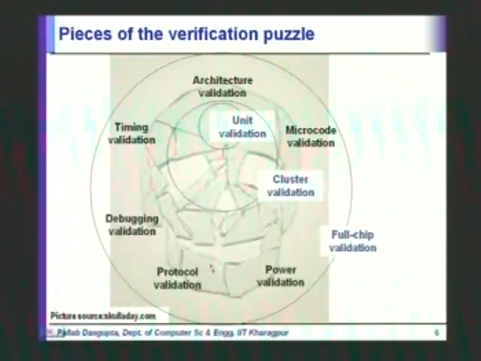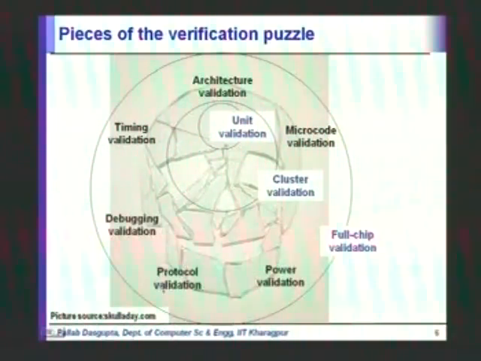Protocol validation. All these chips have a lot of on-chip protocols. Protocols for communication between the processors and the cache. Protocols for communication between the processor and the memory. All these protocols need to be validated, and you have to make sure that the components of your chip are actually following the protocol correctly. Then debugging validation. How do you debug when you have found an error? How do you track the source of that? And then timing validation.